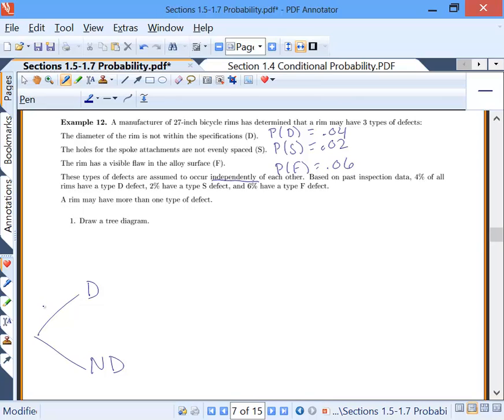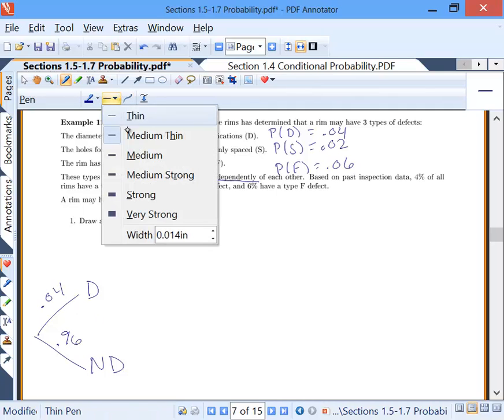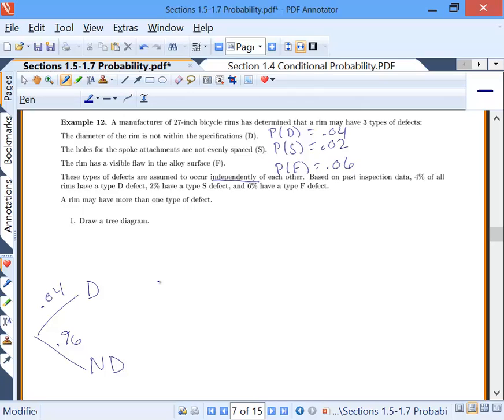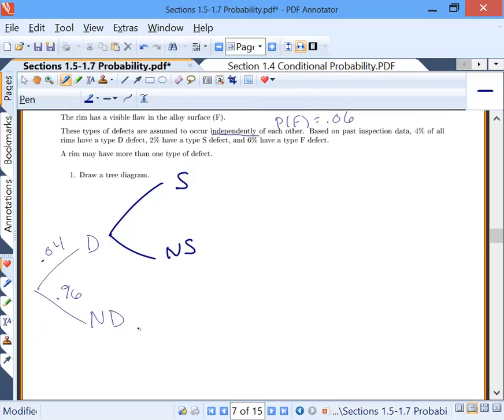It is 4%, 0.04, which means the probability of a not D defect would be 96%. Now, whether or not you have a type D defect, can you still have a type S defect? So we have S or not S, and then even if we didn't get a D defect, we can still have S or not S.